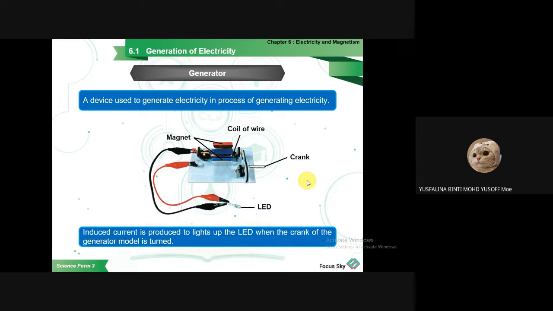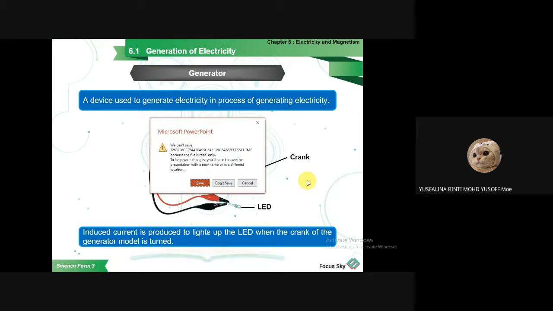This one is actually another way to produce a current, other than using the power station. This one is by using the magnet. The one that we use at home is by using hydroelectric, so that one is different, but this one we use a magnet. So what is induced current? Let me explain first what induced current is.